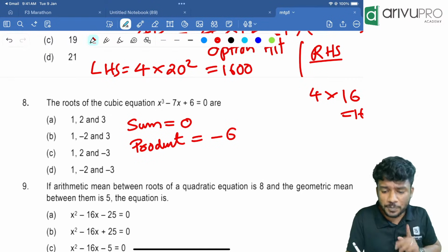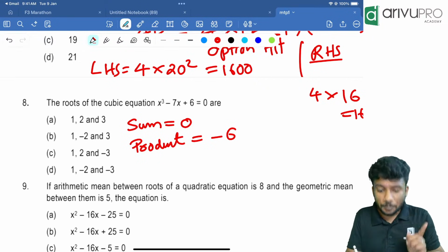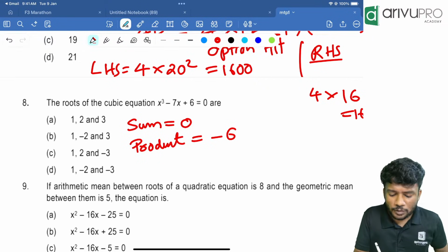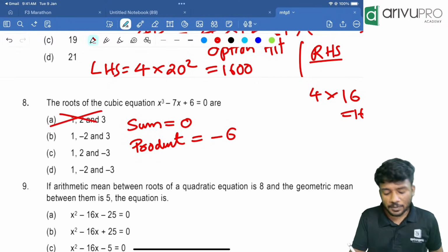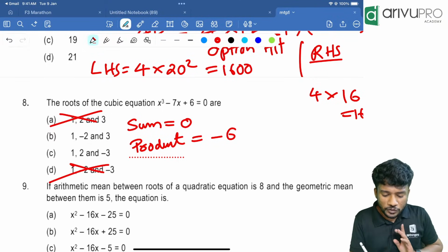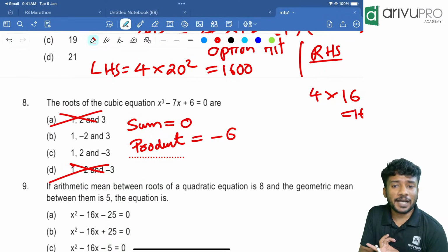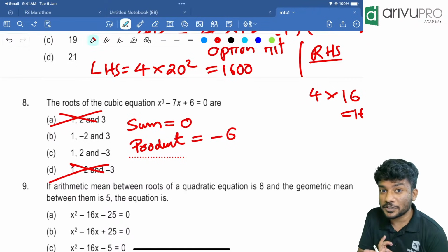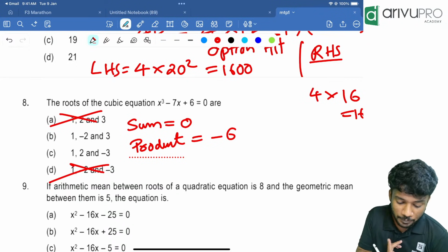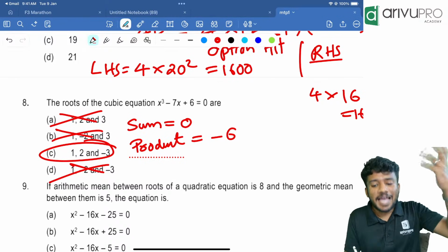People, look at the options and tell me which is giving you sum as 0 and product as minus 6. People, 1 into 2 into 3 will always be plus 6. That means option A is wrong. This is also wrong. Either B or C. Now, looking at the sum part, 1 minus 2 is how much? Minus 1. Minus 1 plus 3 is 2. That means sum is 2. That means option B is also wrong. Option C is our answer.